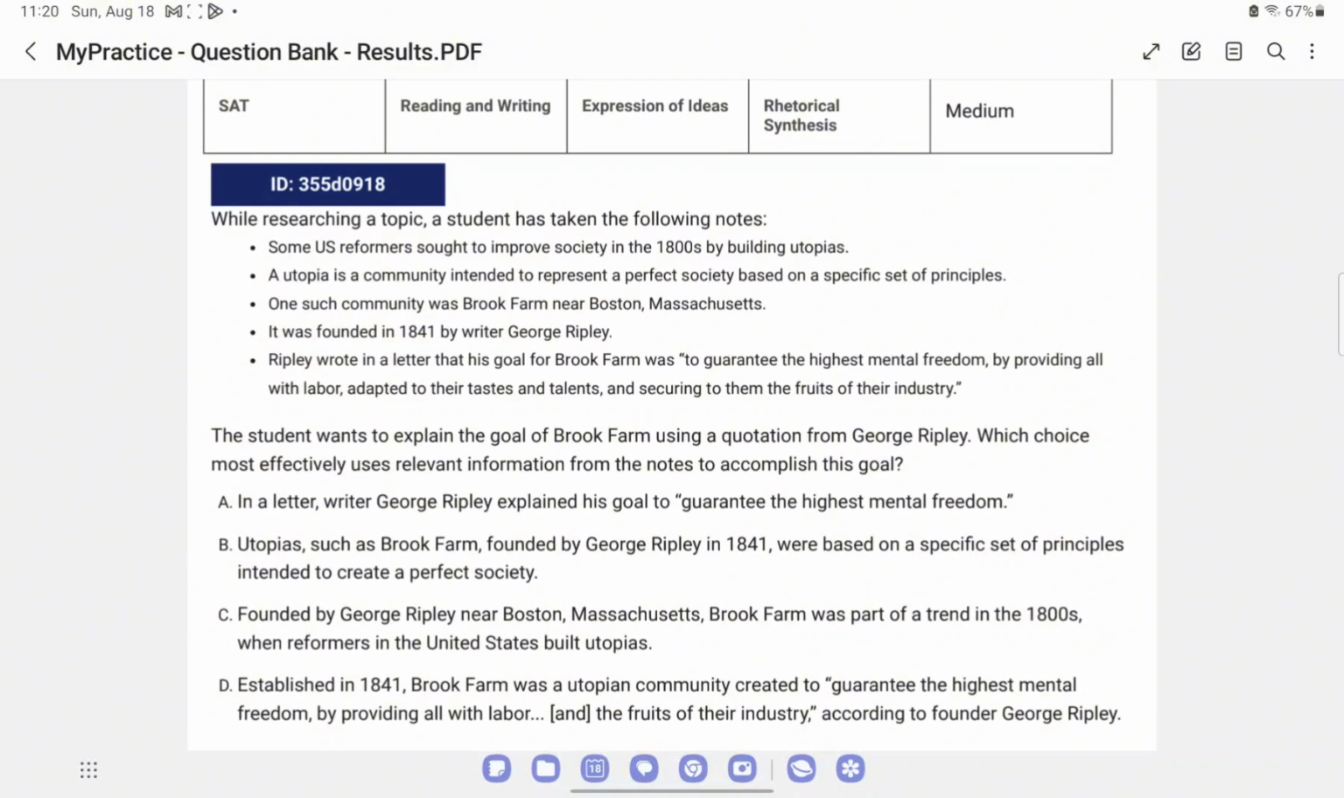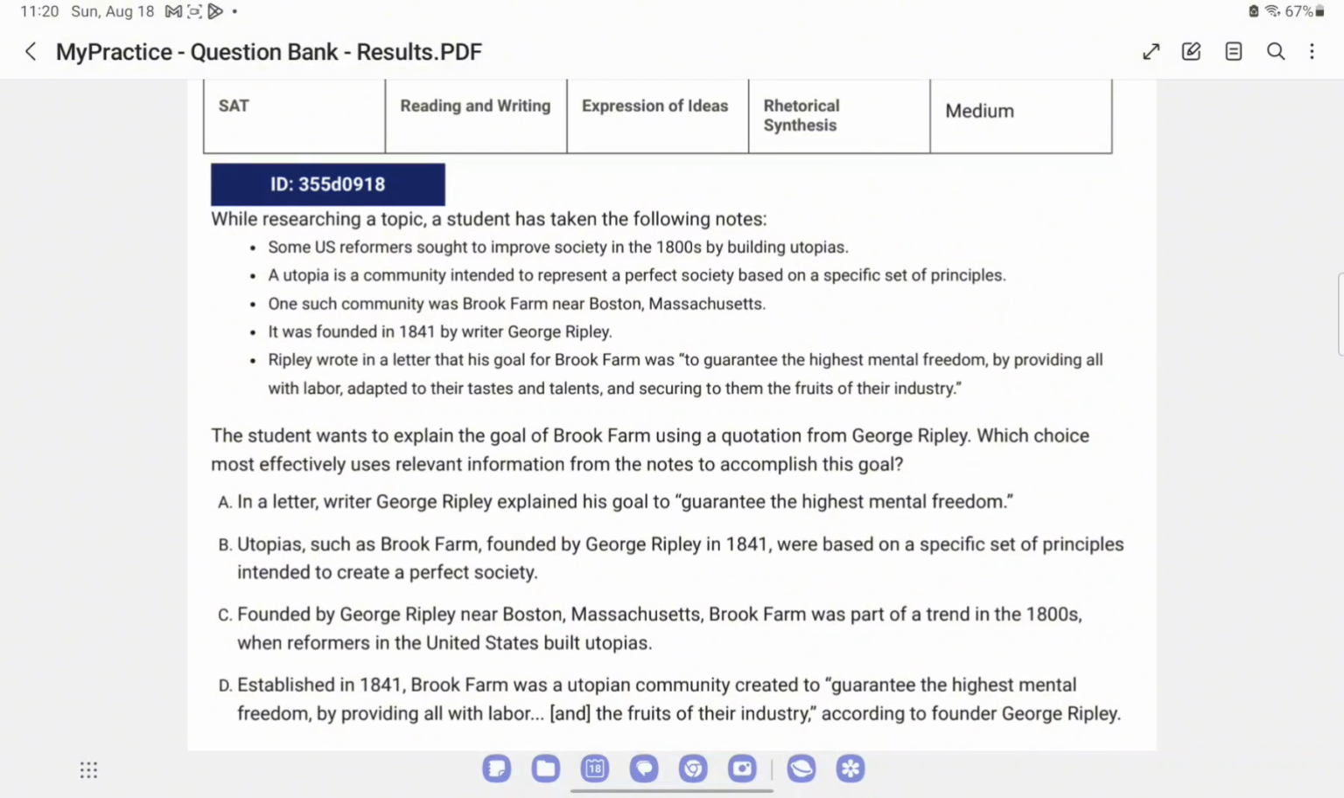Okay, so let's see. A, in a letter, writer George Ripley explained his goal to guarantee the highest mental freedom. So he must explain the goal of Brook Farm using a quotation. Well, I guess that's the goal, but there isn't really an explanation, so let's just see if there's a more fitting answer choice. B, utopias such as Brook Farm, founded by George Ripley, were based on a specific set of principles intended to create a perfect society. No, because first of all, we don't even have any quotations in that. Okay, so how can that be the answer?